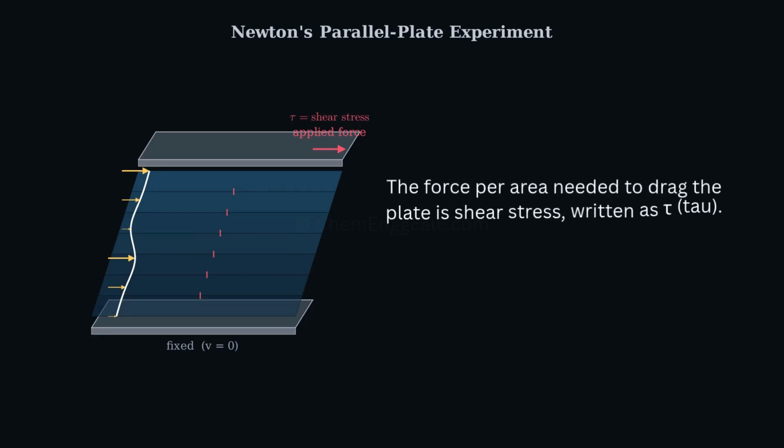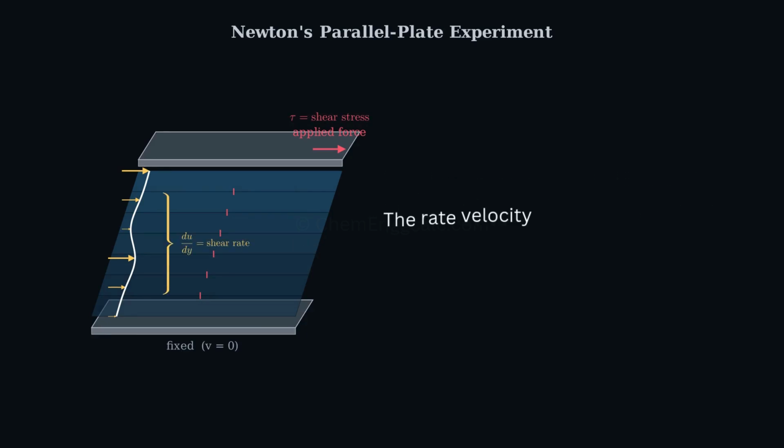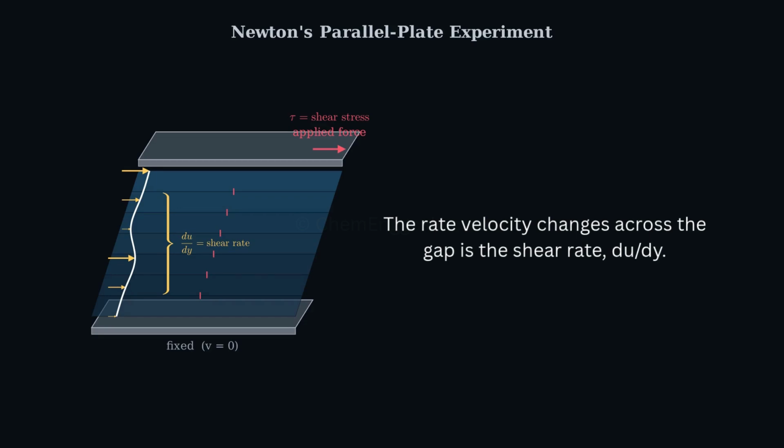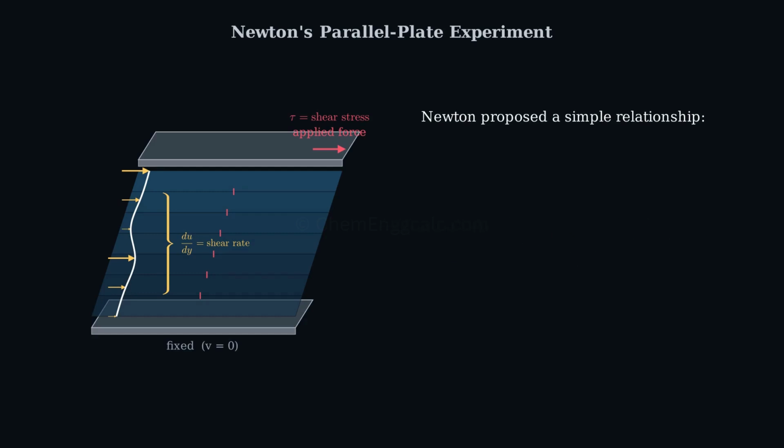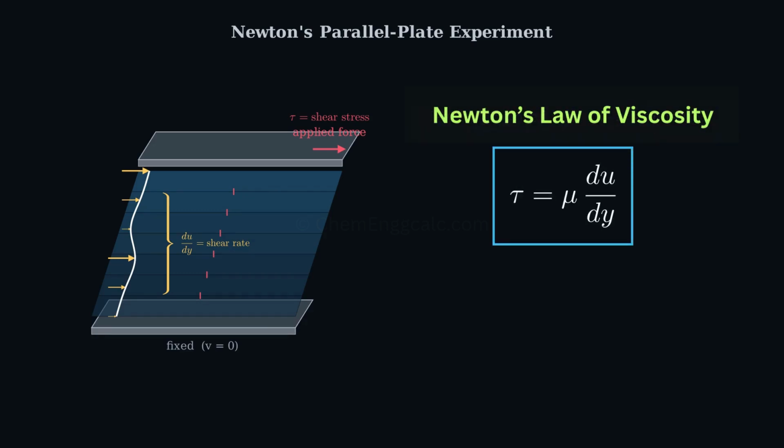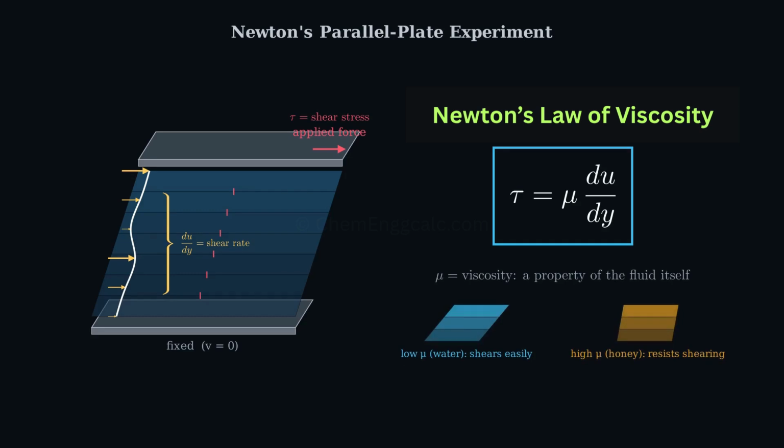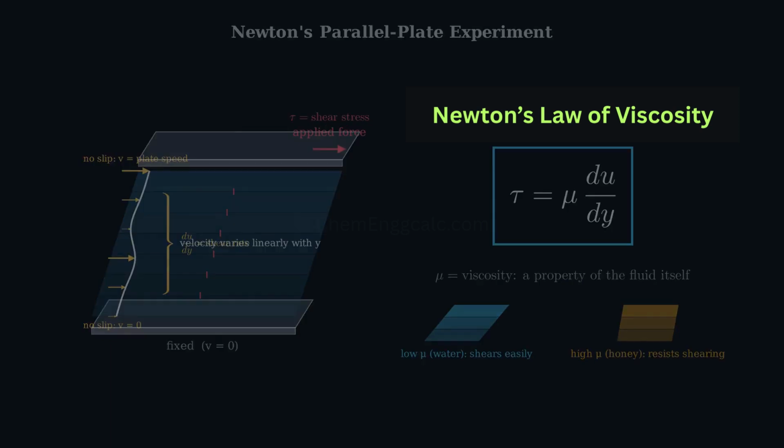The force per area needed to drag the plate is shear stress, written as tau. The rate velocity changes across the gap is the shear rate, du over dy. Newton proposed a strikingly simple relationship between the two. Tau equals mu times du over dy. This is Newton's law of viscosity. Mu, the viscosity, is just the proportionality constant, a property of the fluid itself.